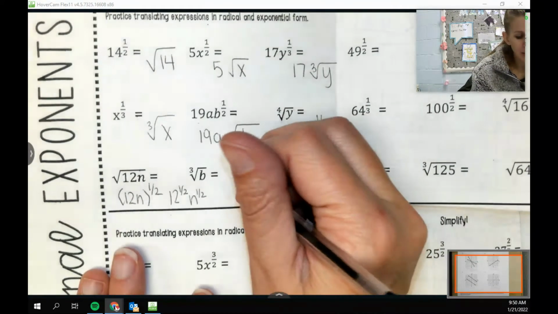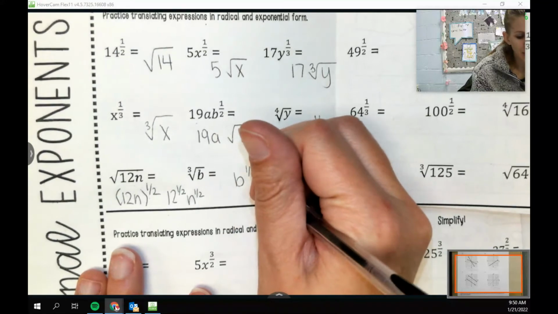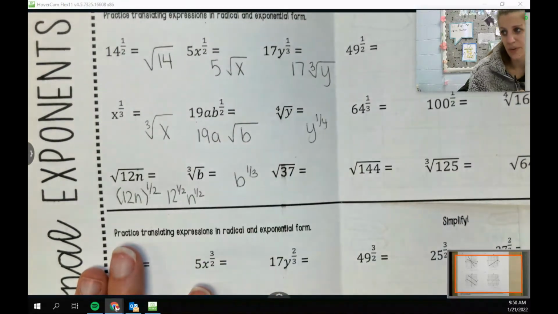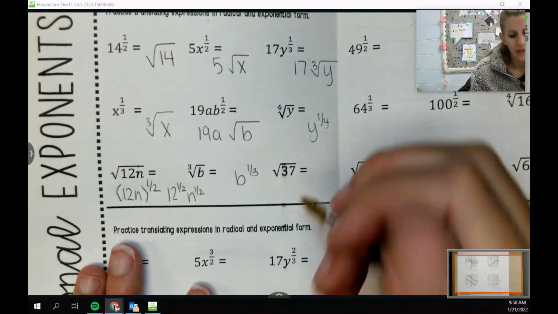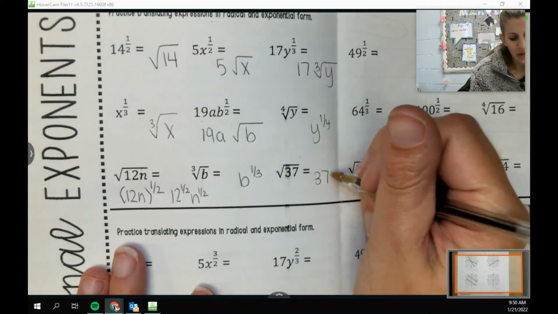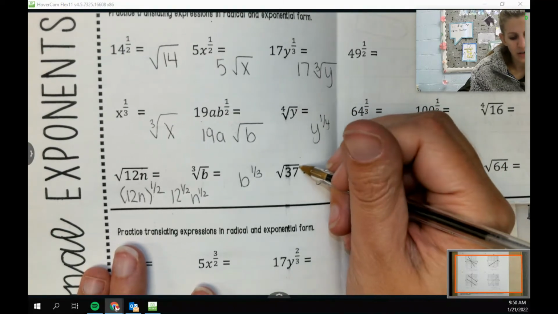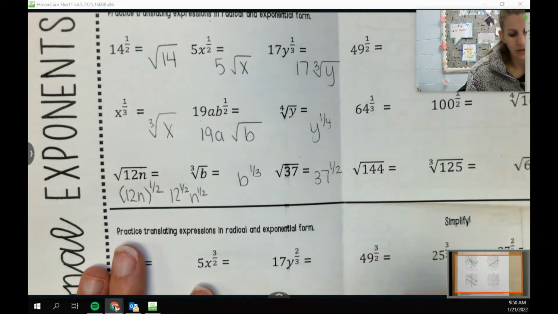We've got the cube root of b. We're going to rewrite that as b to the 1/3 because the exponent is 1 and the root is 3. Here we've got 37 to the 1/2 because the exponent is 1 and the root is 2.